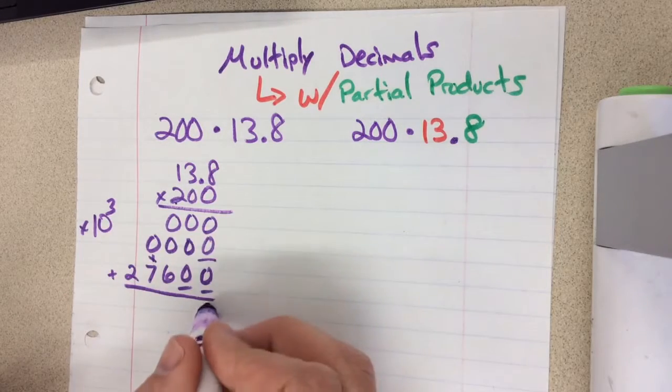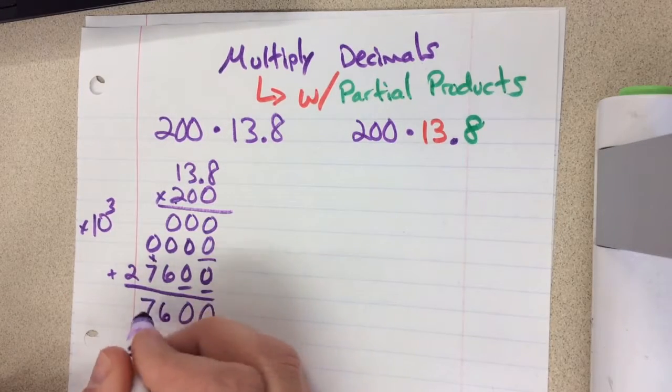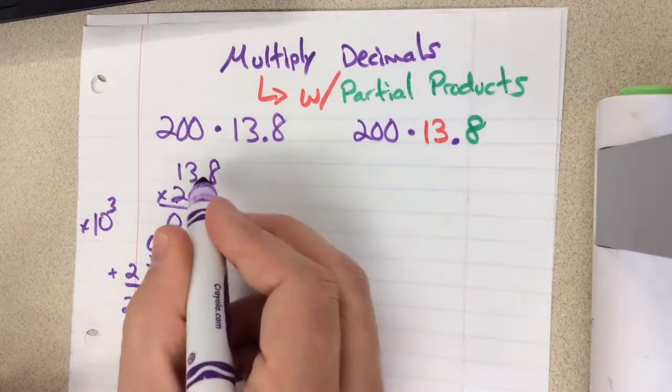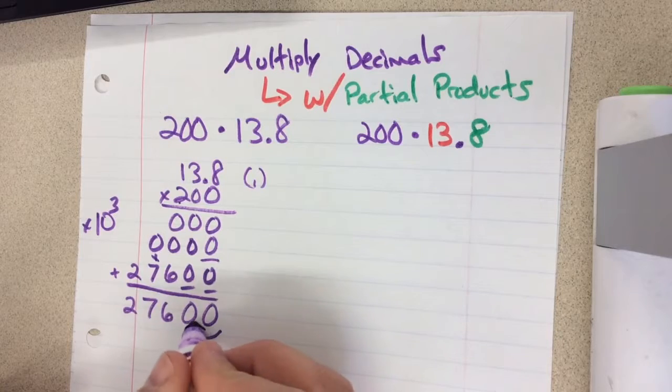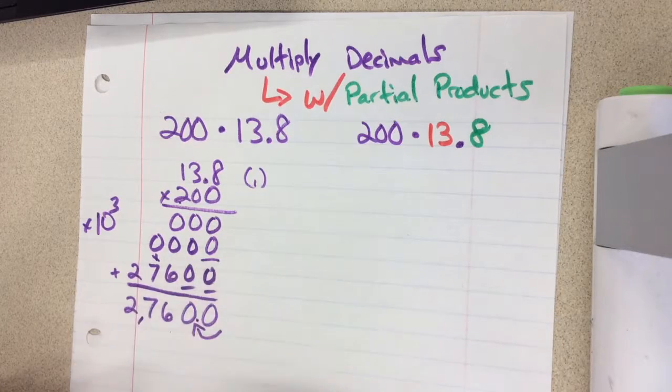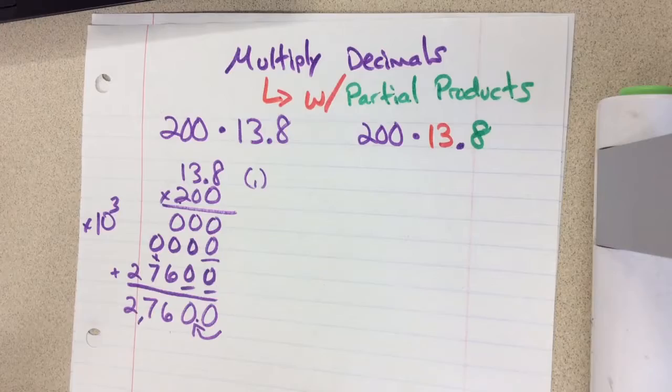Of course, we add them all up. 0, 0, 6, 7, 2. And there's one decimal place here. So that way, at the end, I need to move the decimal 1 spot. So I'm going to have an answer of 2,760.